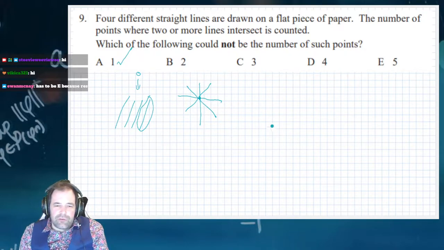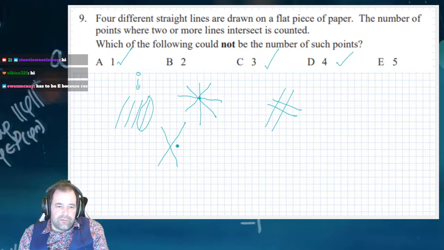Has to be E because the rest are trivial. I'm just working out. I know I can do three. I know I can do four. Can you do two? So if you have that, that's one. There's no way to put another line so it crosses through just one more point. Yeah, I think you can't do two.